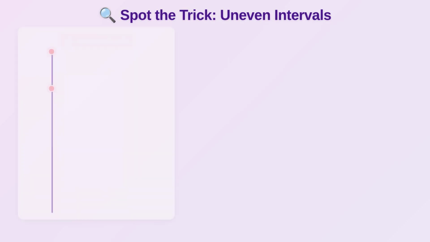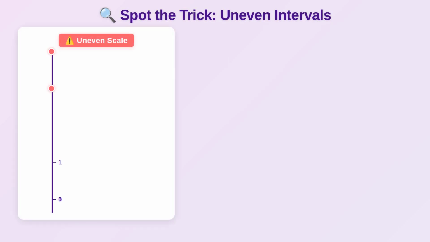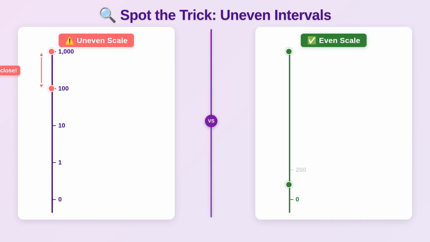Can you spot the truncated axis every time now? Here's another one for Maya, and for you. Look at this graph's y-axis. 0, then 1, then 10, then 100, then 1,000.